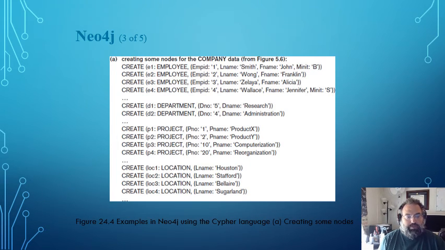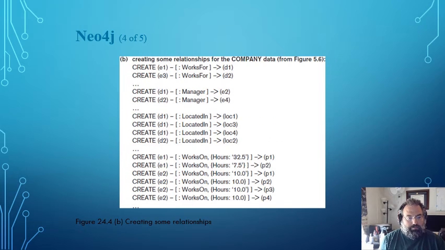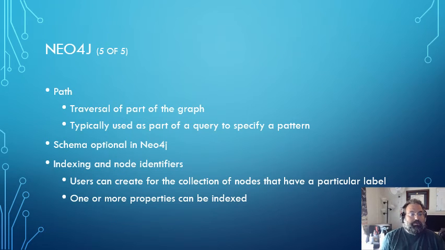Here's an example of creating some nodes and some relationships. This is the example of creating relationships between the nodes that were created on the previous slide. Note that there's an attribute on some of these, like hours, which is a property of the works on relationship. A path is a way of traversing part of the graph. It's typically used as part of a query to specify some pattern.